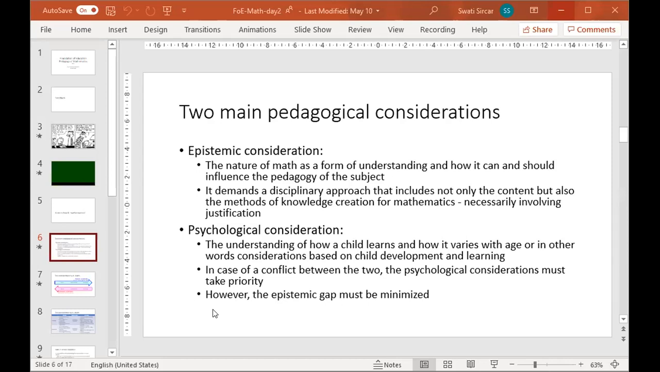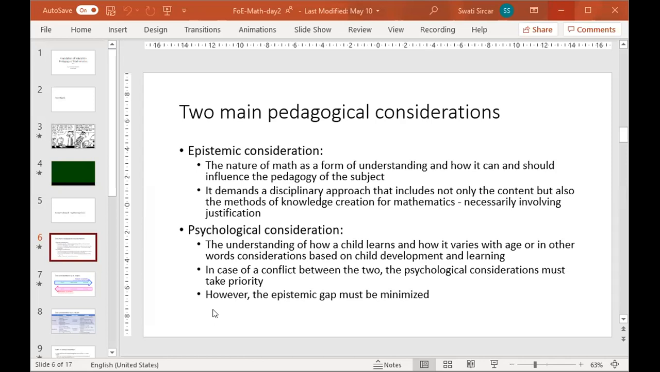Okay. So you go from 3D to 2D. So the 3D would be the psychological consideration in terms of what the child needs or what he can access. And the epistemic is sort of what Ganesh brought up, saying it's simpler in terms of principles of understanding it.